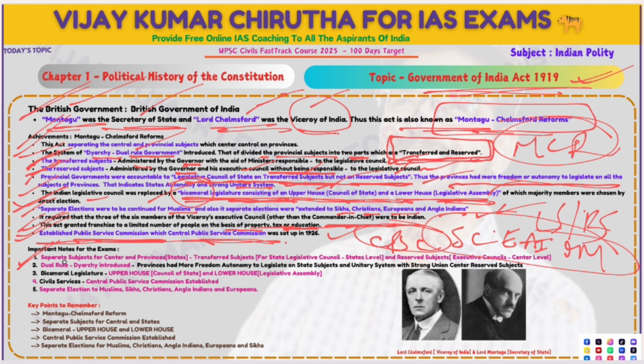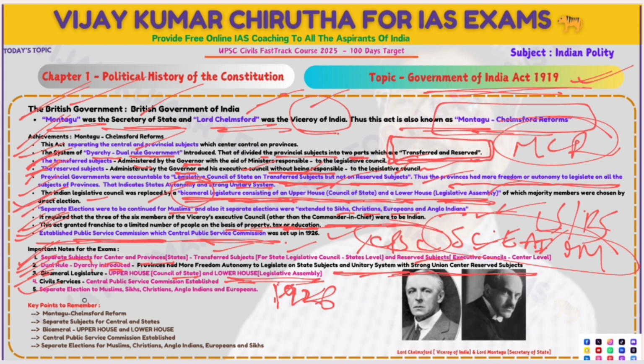Important note, just keep in mind for exam purposes. Separate subjects for central and provincial levels. Transferred subjects are for the state legislature, reserved subjects are for the executive level, that is central. Dual rule, diarchy, was introduced. Provinces had more autonomy to legislate on state subjects, with a unitary system and strong union. Bicameral legislation: upper house, Council of State; lower house, Legislative Assembly. Civil services were introduced. Central Public Service Commission established in 1926.